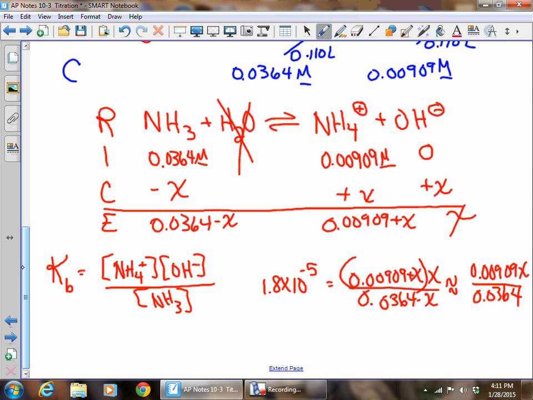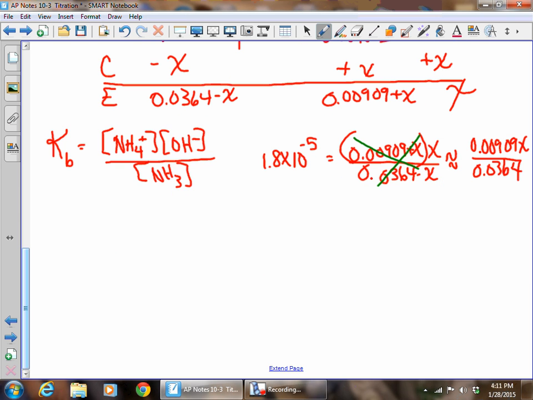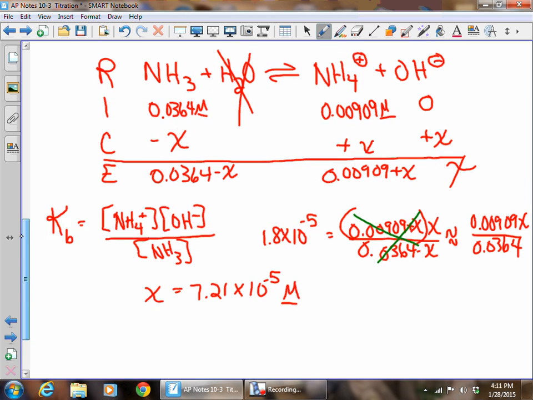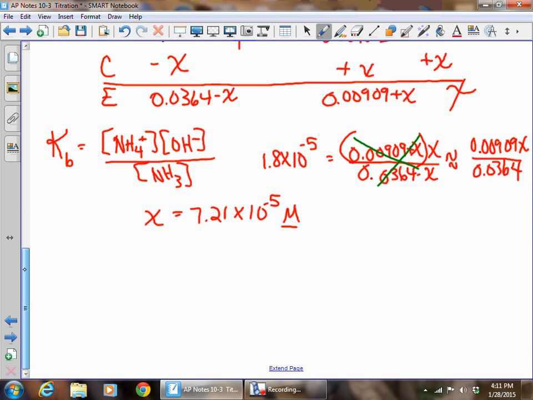So realizing that we just got rid of that term because we neglected X, we can solve for X by multiplying and dividing. I'm not going to go into that part of it; you can do that calculation. We end up with X being equal to 7.21 times 10 to the minus fifth molar. Now, molar what? We always want to check that, and it's molar hydroxide ion concentration, as you can see. So X is the hydroxide ion concentration.